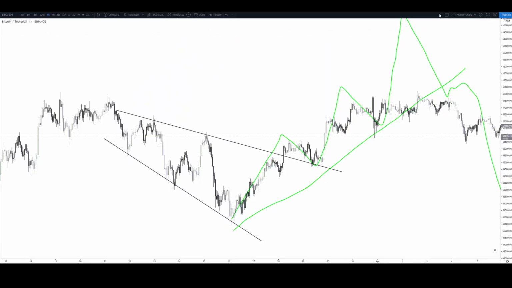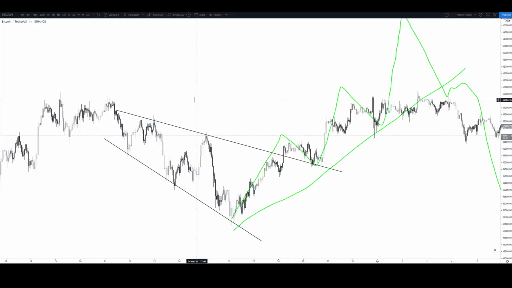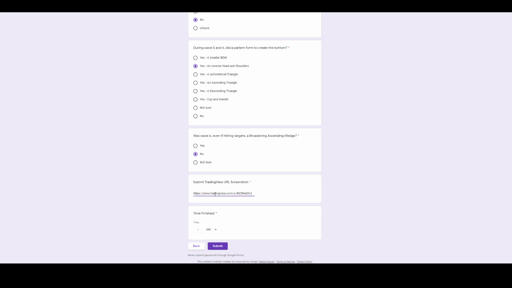Alright. Grab our screenshot. Oh, wrong one. Go copy, and then just throw that down here. Time finish, we started at 10:30, so it's now 11:07 PM. And then we go submit, and then we're done, and that's our one done.